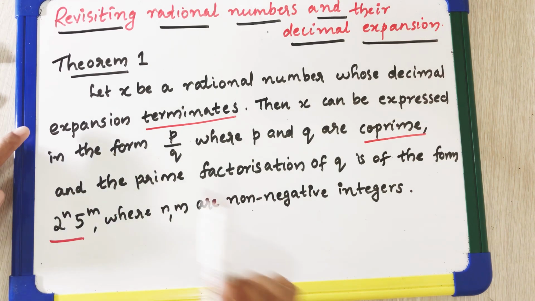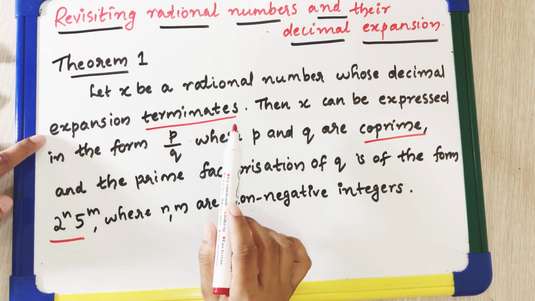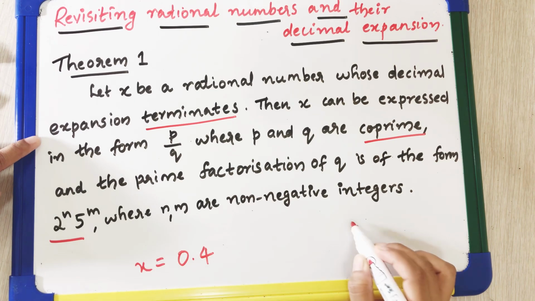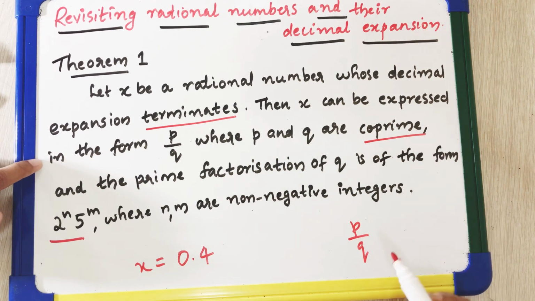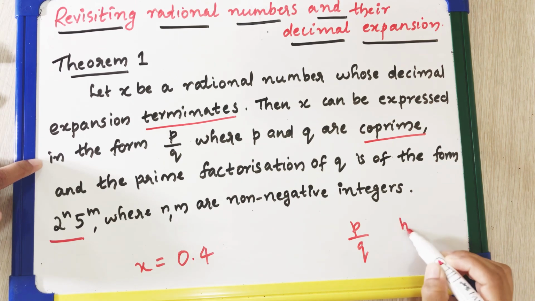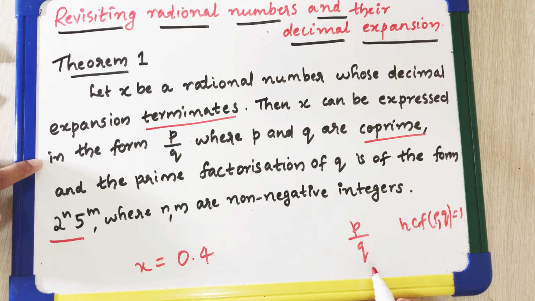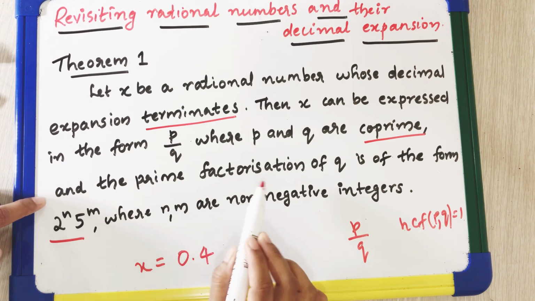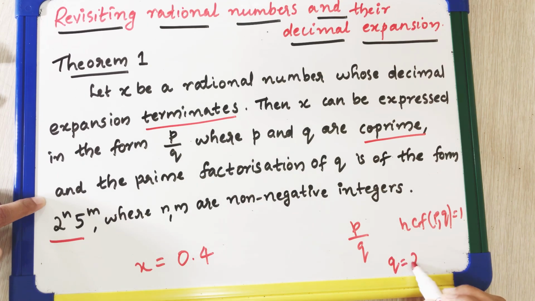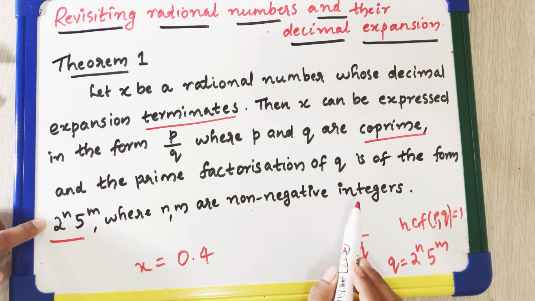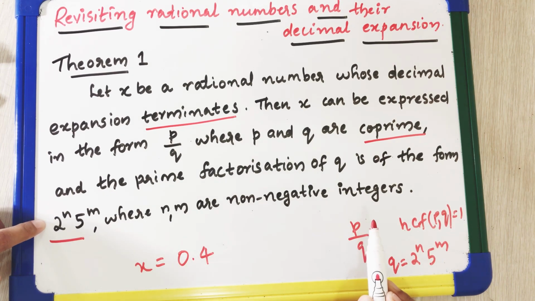The theorem says that let x be a rational number whose decimal expansion terminates. For example, take 0.4. Here the decimal expansion terminates. Then x can be expressed in the form p by q, where p and q are co-prime. That is, HCF of p and q is equal to 1. Or the only common factor of p and q will be 1. And the prime factorization of q is of the form 2 raised to n into 5 raised to m, where n, m are non-negative integers. Non-negative integers means n, m can be 0 also.